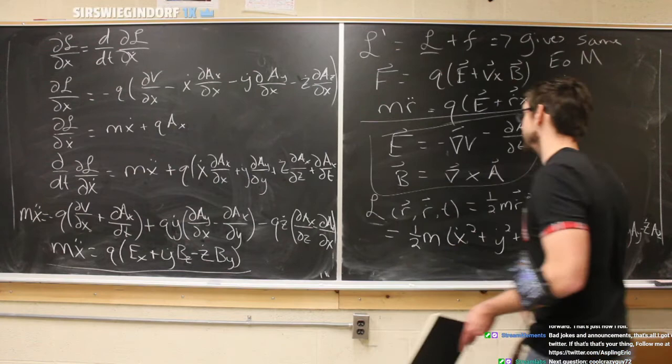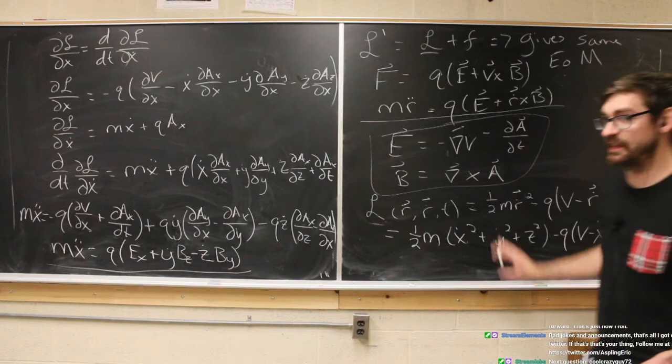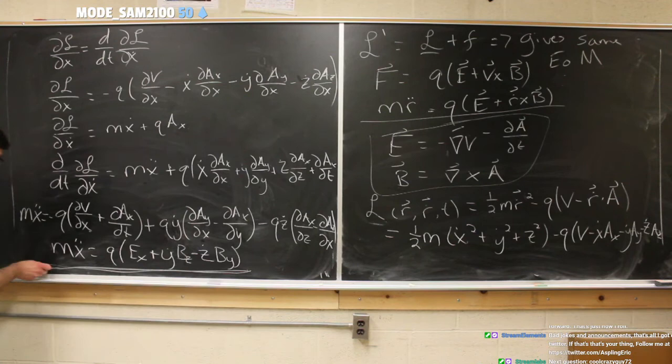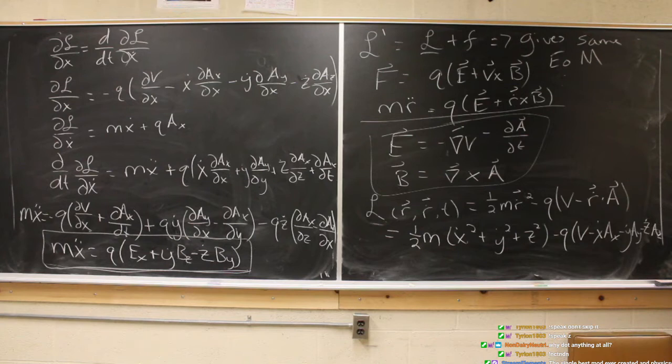So from this, we figured out that if you just start with these potentials, you don't need to know anything about this. You can start with these potentials, Maxwell stuff. You can figure out the Lagrangian. And what you get is Newton's laws of the Lorentz force. So this is a really cool result. We get Newton's Lorentz force laws.